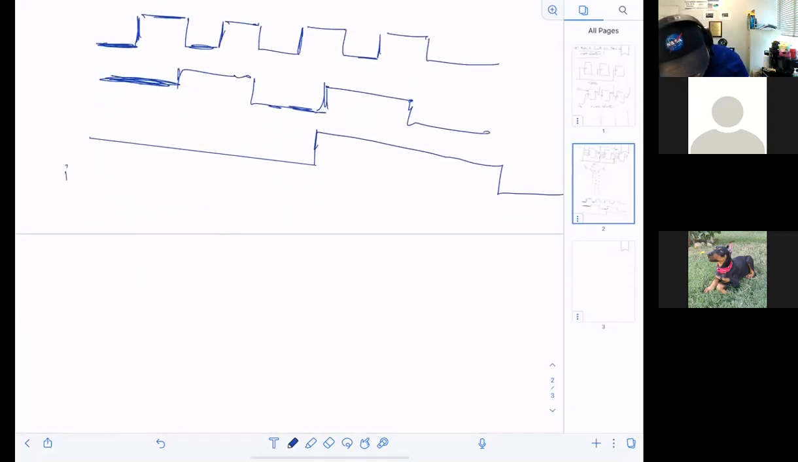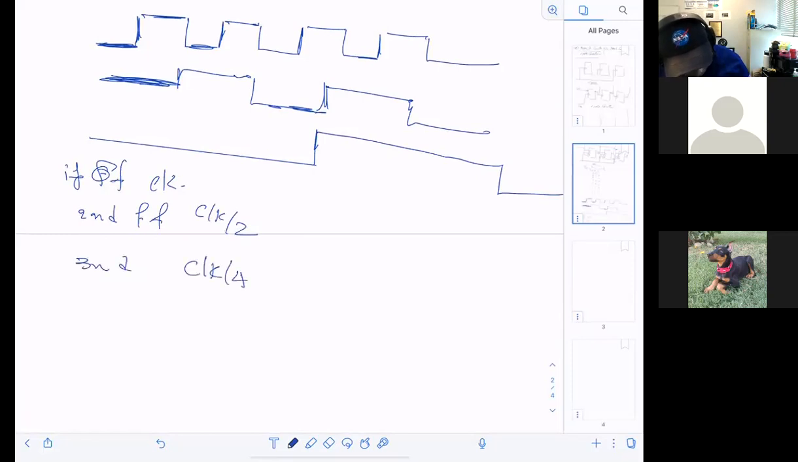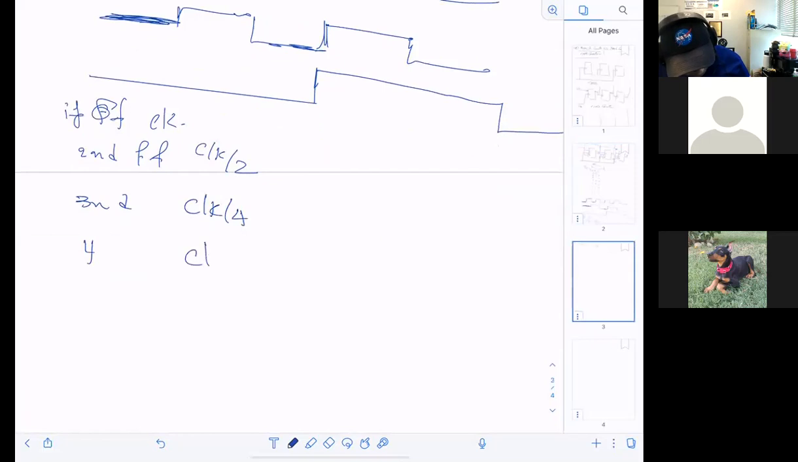If the first flip-flop is using clock, the second flip-flop will be using clock divided by 2. The third flip-flop will be using clock divided by 4. The fourth is gonna be clock divided by what? 8. And you continue. Yeah, makes sense. You understand my point?